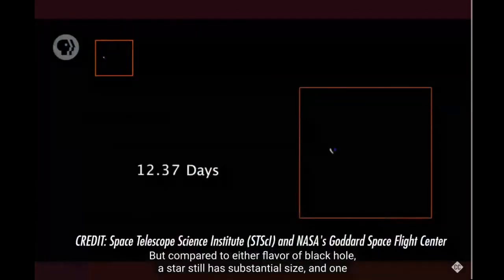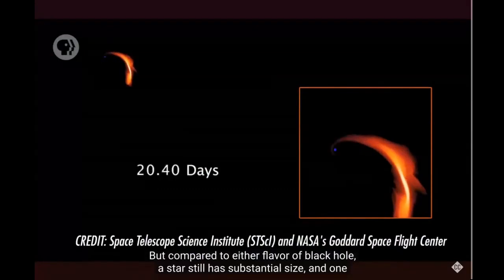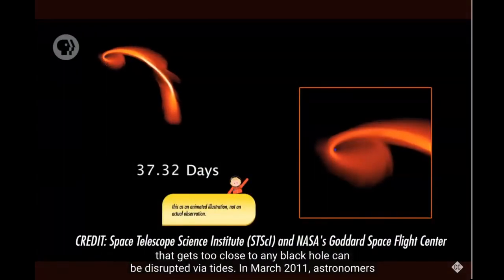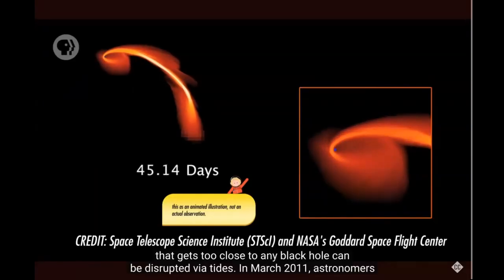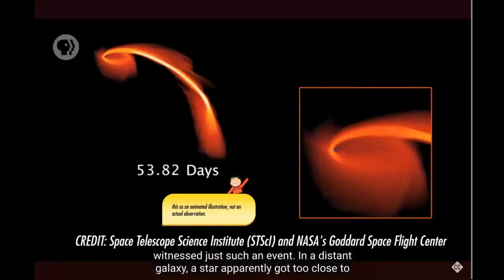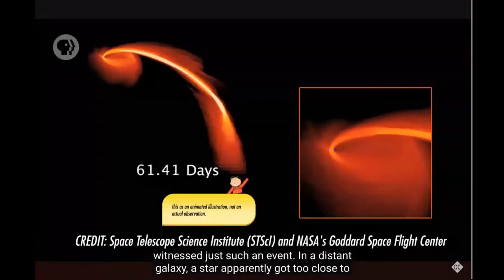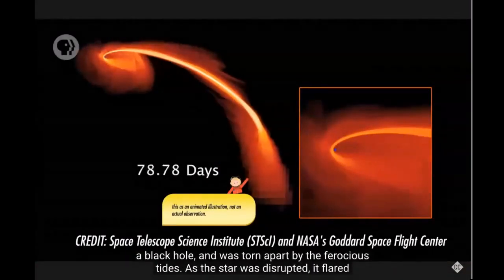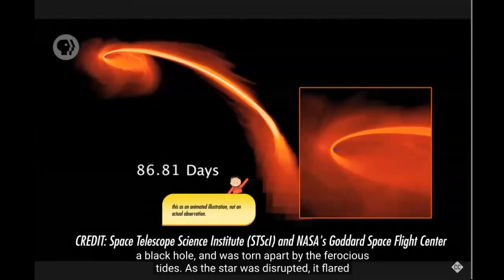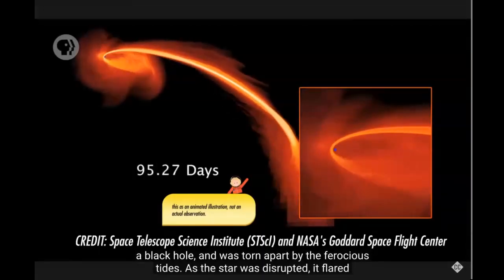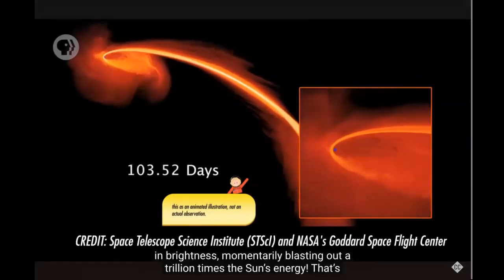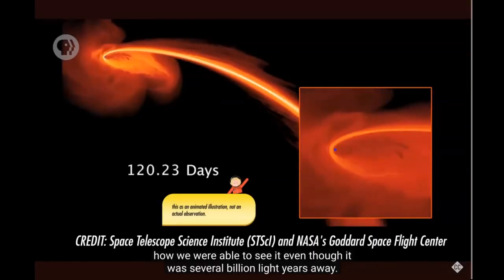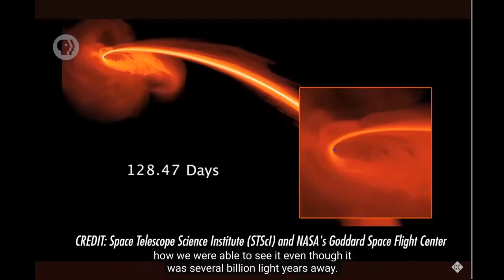But compared to either flavor of black hole, a star still has substantial size, and one that gets too close to any black hole can be disrupted via tides. In March 2011, astronomers witnessed just such an event. In a distant galaxy, a star apparently got too close to a black hole and was torn apart by the ferocious tides. As the star was disrupted, it flared into brightness, momentarily blasting out 1 trillion times the sun's energy. That's how we were able to see it, even though it was several billion light years away.